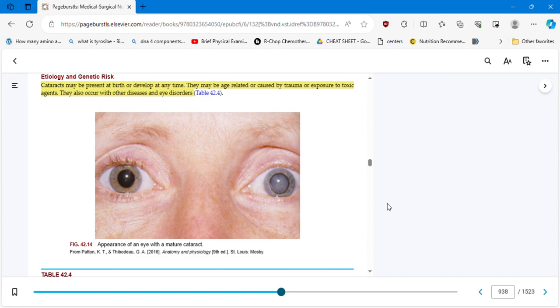Think about people that are working cleaning our parks. People that are working cleaning with garbage. Okay? People that are cleaning the hospitals and are exposed to these chemicals. People that are going to the park for the barbecue. Everything that can expose the eye to toxic agents can put the patient at high risk for developing cataracts, besides the diseases and the eye disorders.